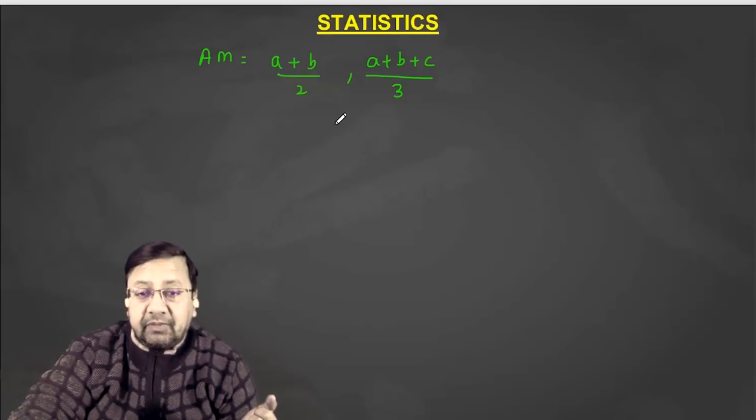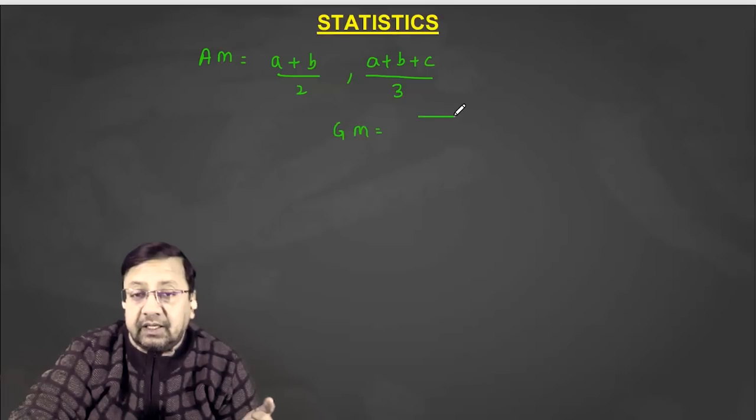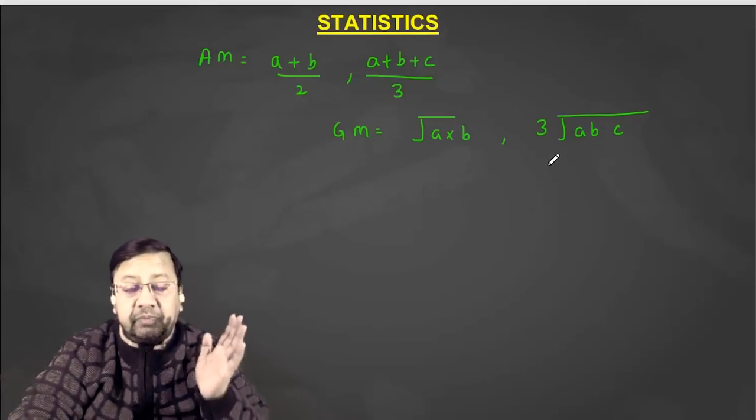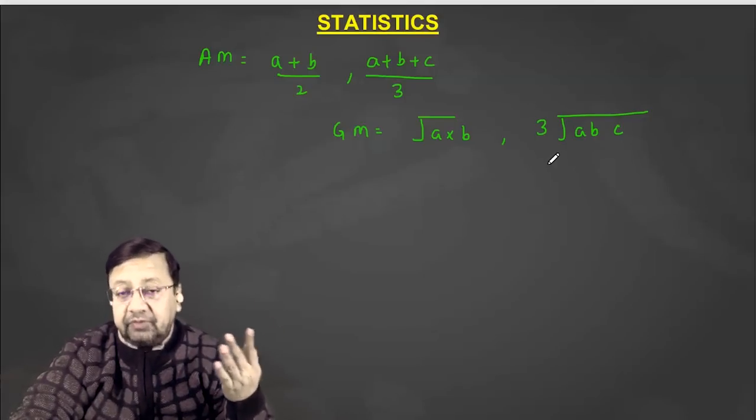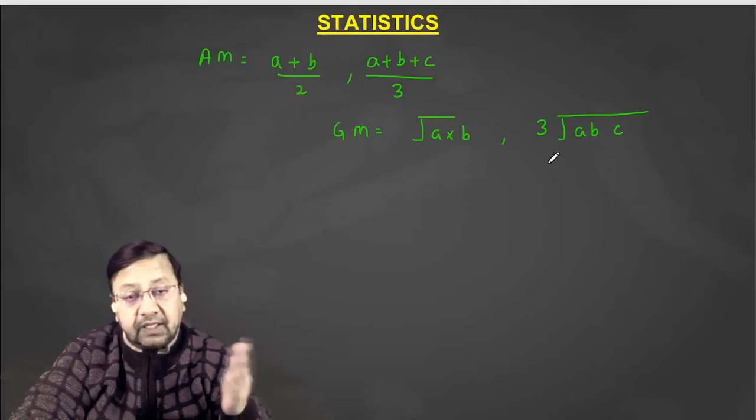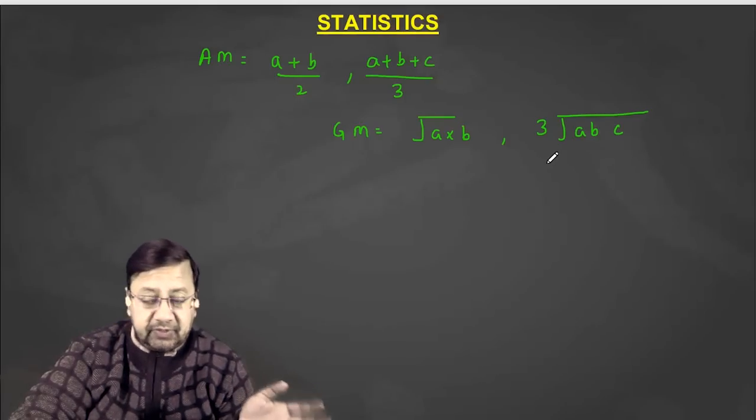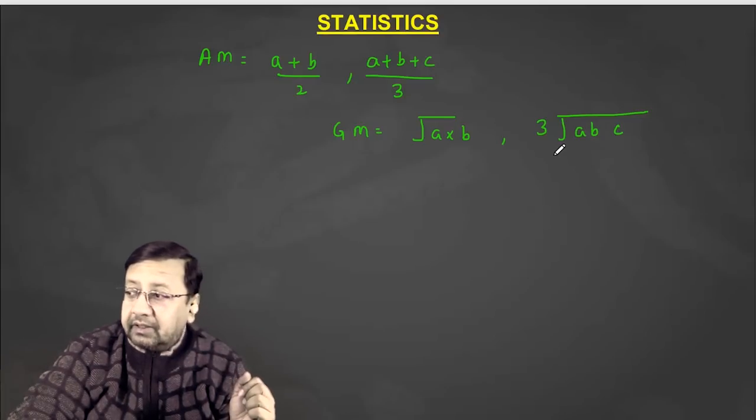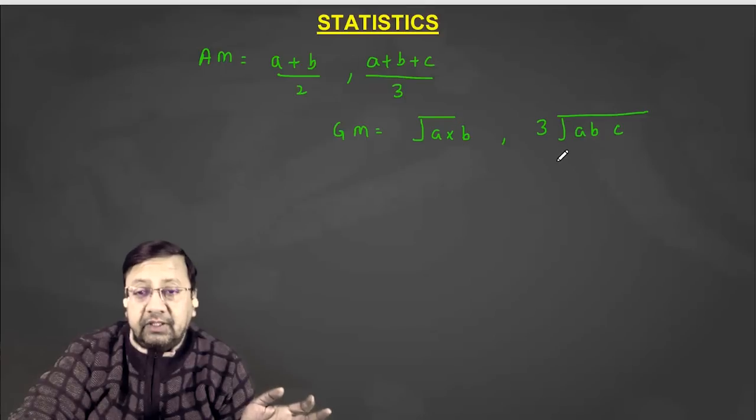Now the second, geometric mean. What is the geometric mean? For two numbers it is the square root of the product of the numbers. For three numbers, the cube root of the product of the numbers. In general, the nth root of the product of the numbers. Four numbers, the fourth root of the product of the four numbers. Five numbers, the fifth root of the product of the five numbers, and so on. So the arithmetic mean is the sum of the observations divided by the count, and the geometric mean is the nth root of the product of the numbers.